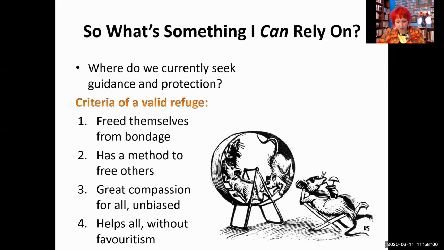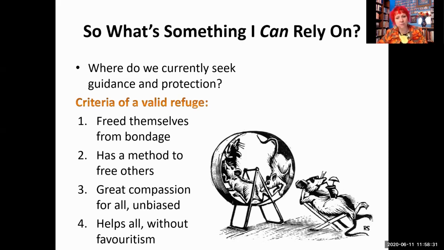So the great compassion for all, being impartial or unbiased, and then aiming to help everyone, whether they harm or help you back, doesn't matter. Really important. So this criteria, this is how you can tell: is the spiritual path I'm on valid? Is it going to help, or is it going to harm? It's a checklist. It's the ultimate checklist.